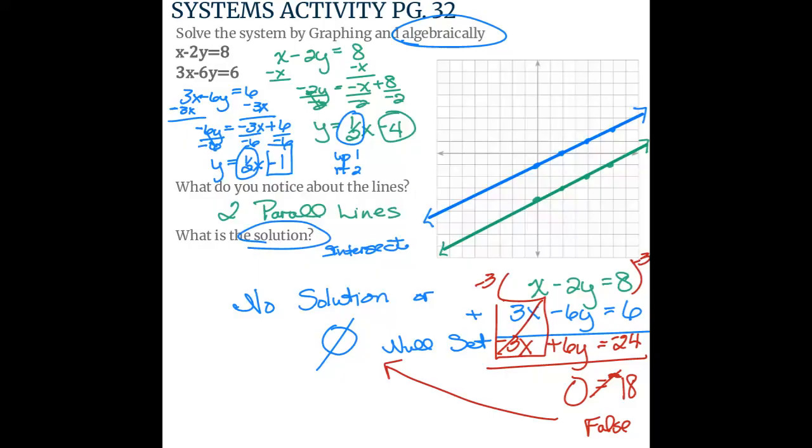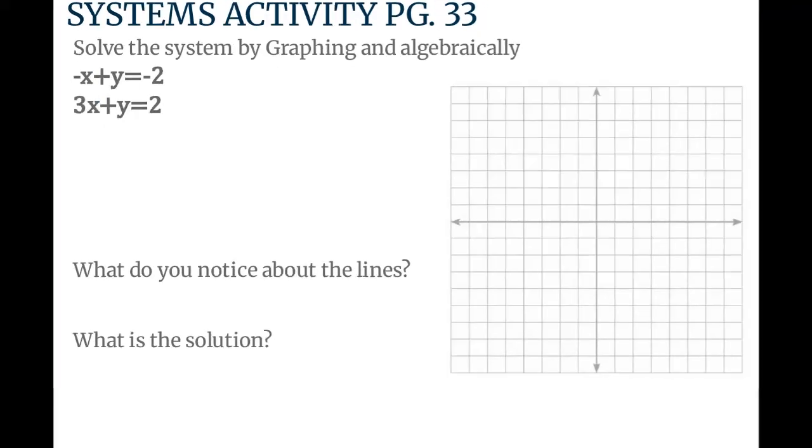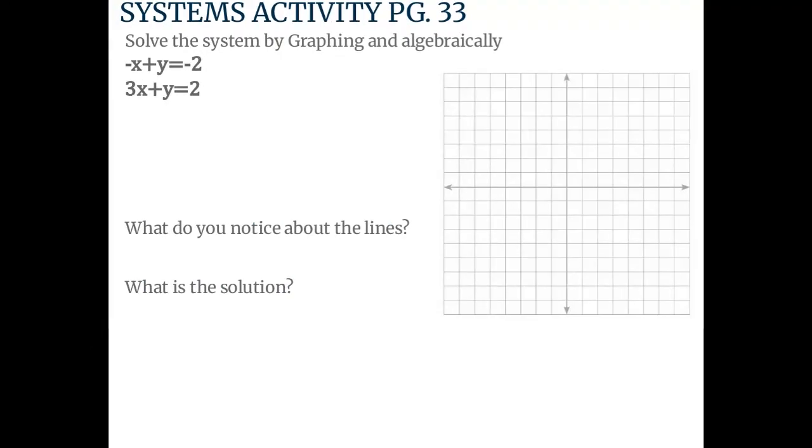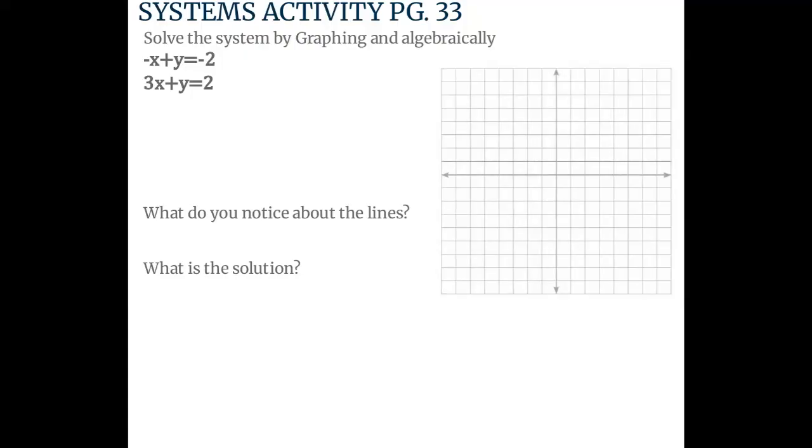All right. Just enough time for the last one. So, page 33. Want to take a guess at what this is going to look like? They may intersect. That could be true. So, -x plus y equals -2, 3x plus y equals 2. Graph both of these. Tell me what you notice about the lines, and also solve them algebraically if you can, okay? I'm going to come around and see if you need some help.